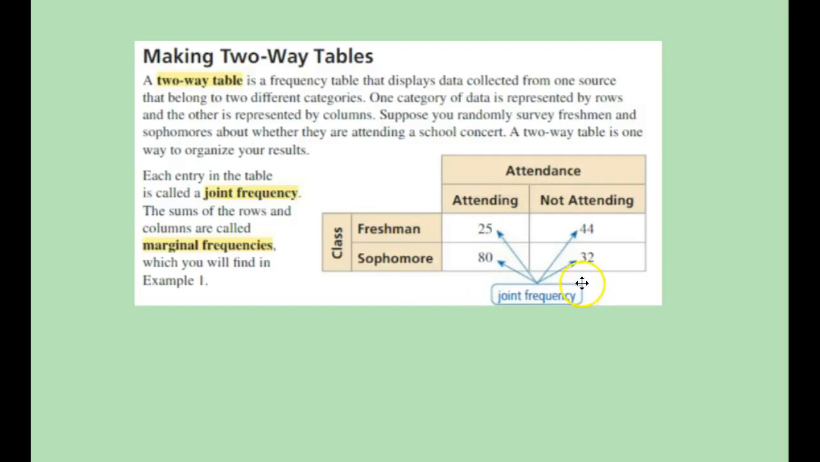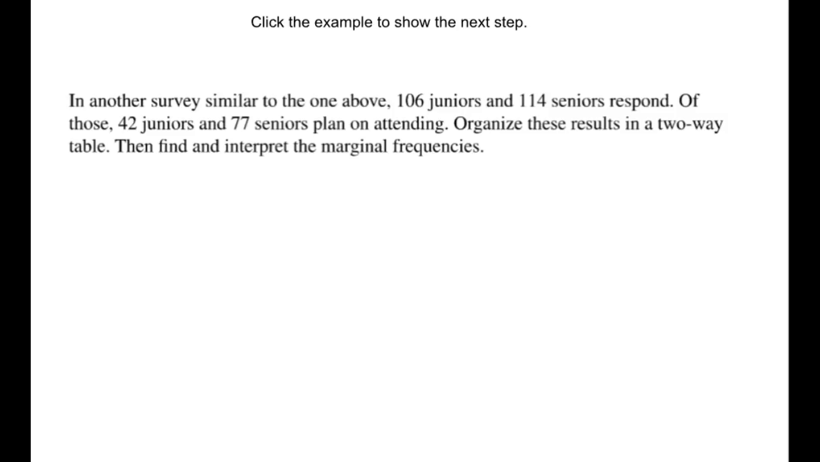So each piece in this table is called a joint frequency. So each individual cell is a joint frequency. And then if I add up the rows or columns, those are called our marginal frequencies. Now these two are going to come in handy in a little bit, so it's good to just see them laid out like this. So now here's our first example.